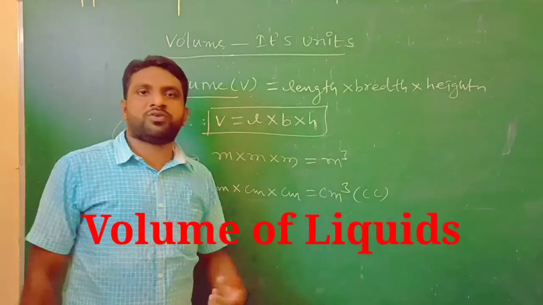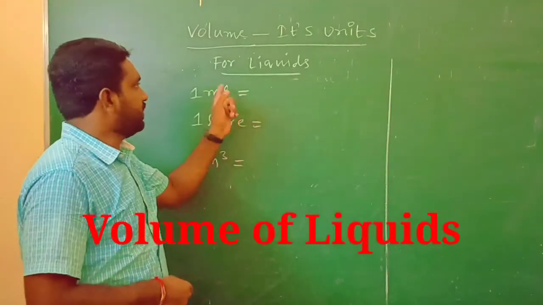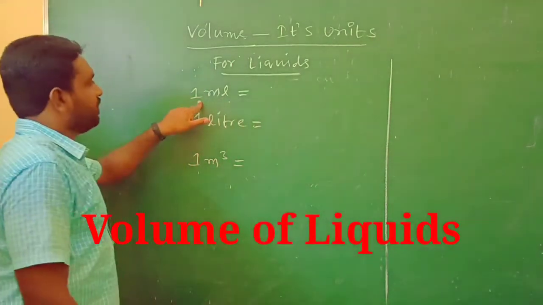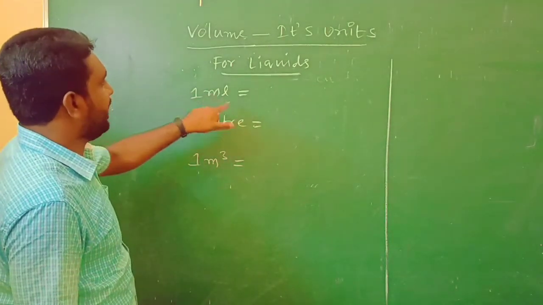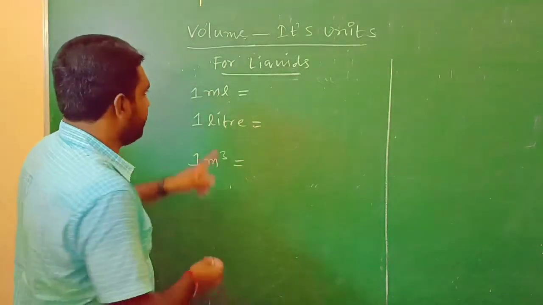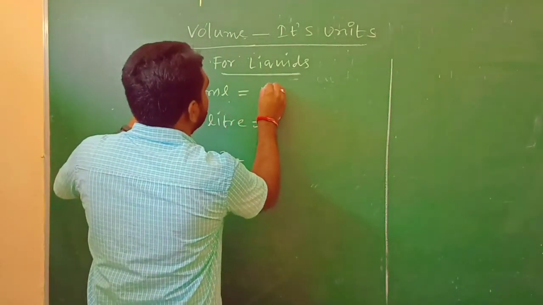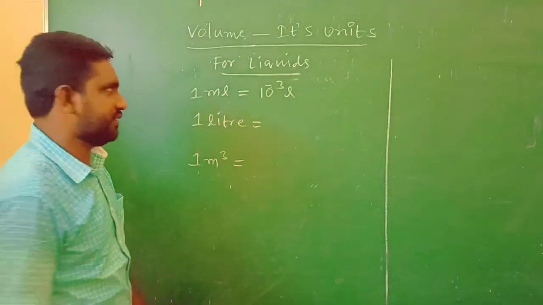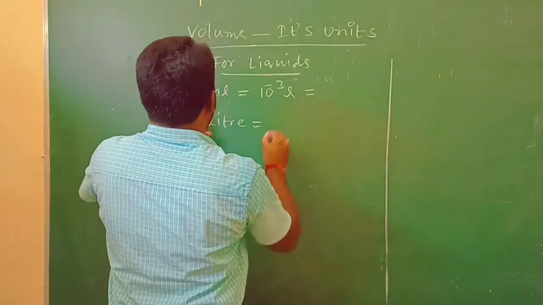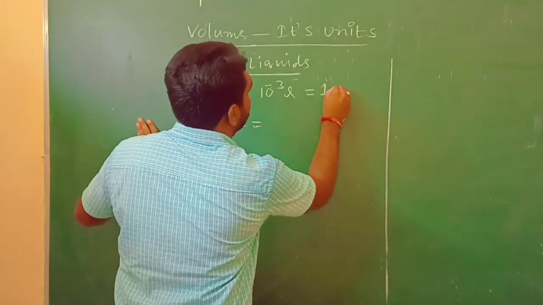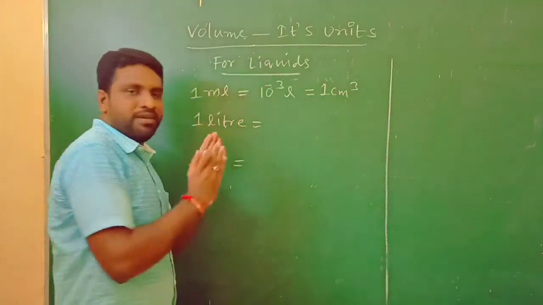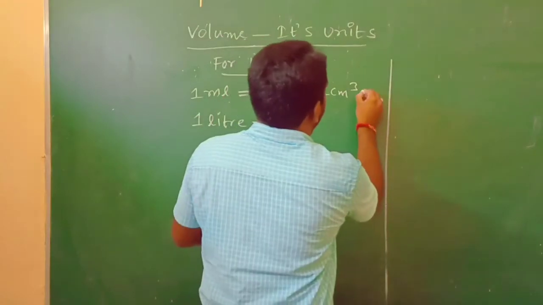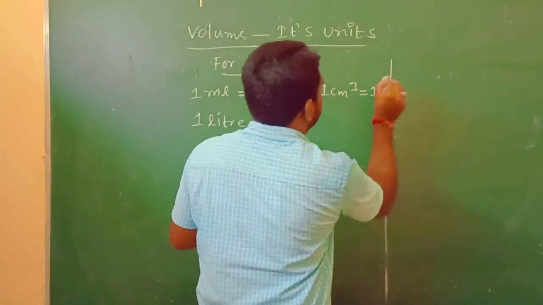Now we are moving on to the units of volume for liquids. Generally everyone has heard this term, ml, milliliters. Milli means 10 to the power of minus 3 liters. And 1 ml equals 1 centimeter cube. Everyone should know this one. 1 ml means milliliter, and 1 ml equals 1 centimeter cube, which is also written as 1 cc.